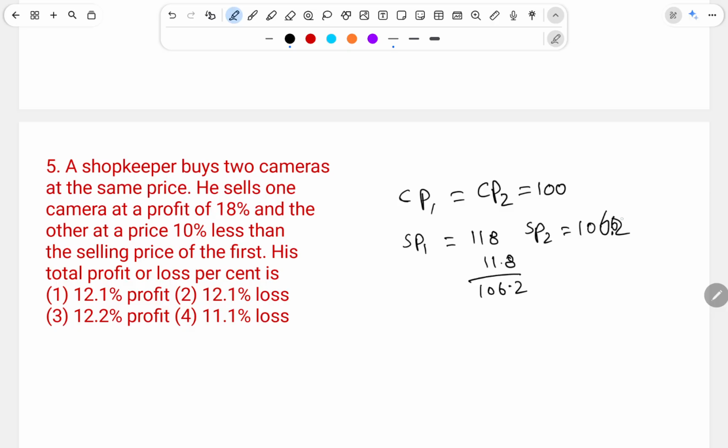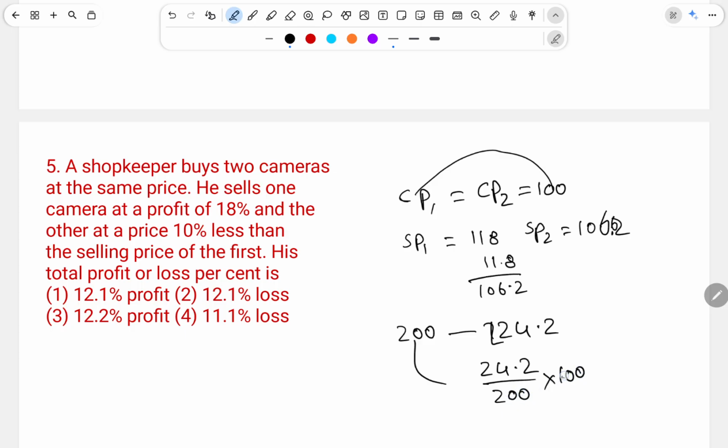106.2. Here a point. So his total profit or loss is, total CP is 100 plus 100, 200. Total SP is 106.2 plus 118, so it becomes 224.2. So overall increase is 24.2 by 200 into 100. So 12.1.